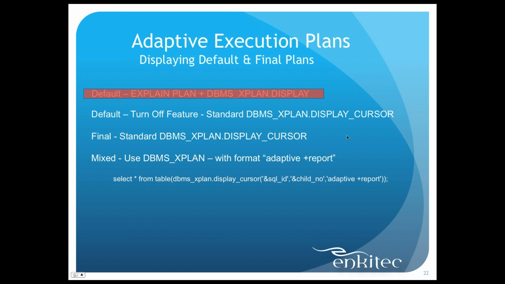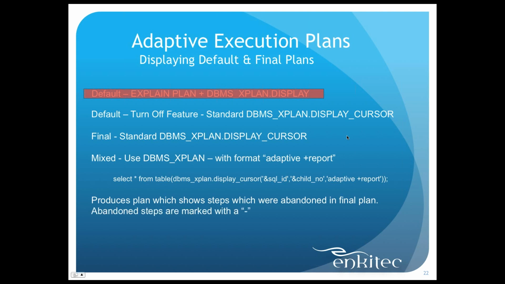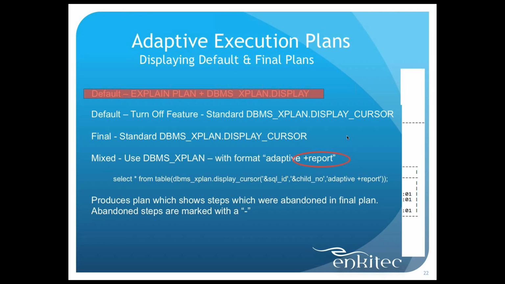Select star from table, DBMS X-Plan, give it a SQL ID and a child number, and then give it the format of adaptive plus report. All right. That particular format is going to show you all the steps, even the ones that have been abandoned in the final plan. And the abandoned steps are going to be marked with a dash in front of them. Okay, plus report is important.